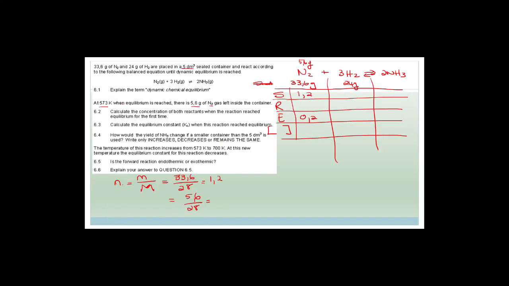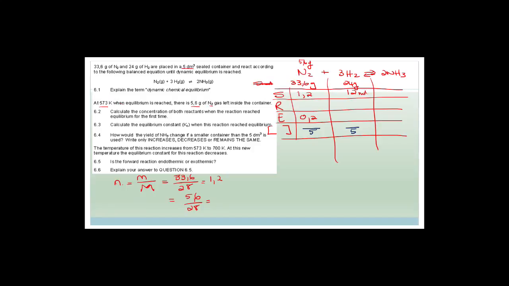Okay, we're also given 24 grams of hydrogen. So that is just going to be 12 moles because we just divided by 2. Okay, now that's a number of moles. Now we need to work out the concentration. Concentration is the number of moles at equilibrium divided by the volume, which is 5. Okay, so we need to work that out.